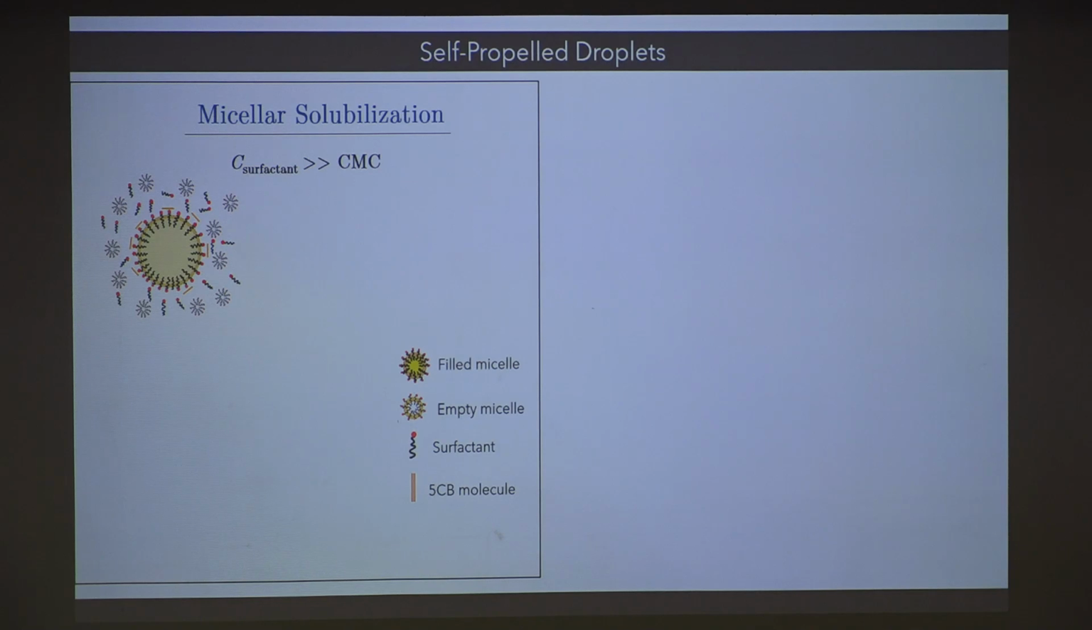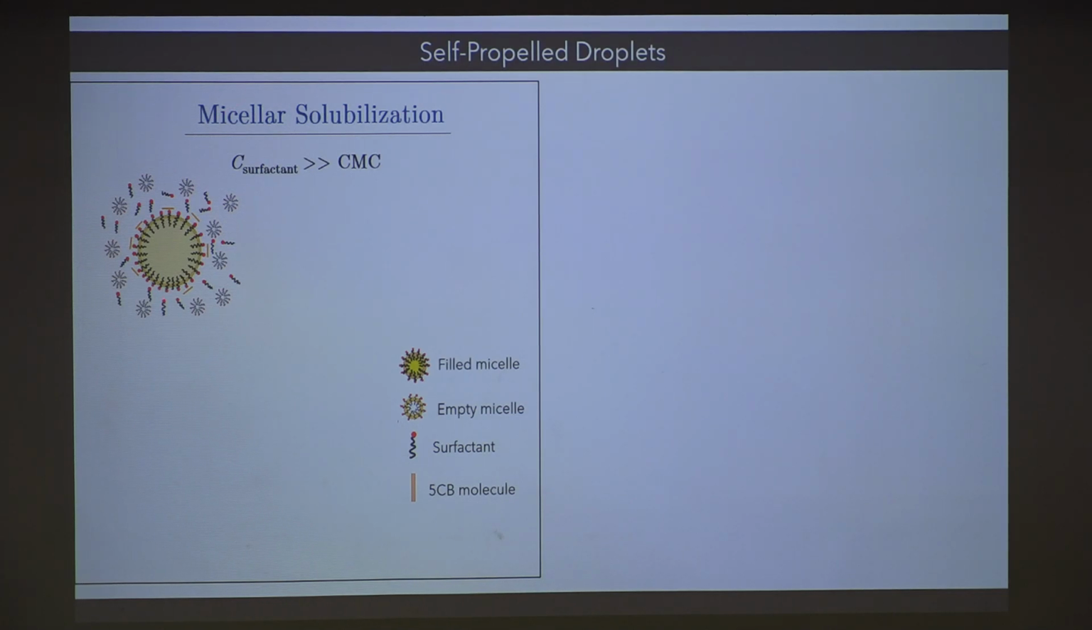Okay, so self-propelled droplets. These are typically droplets of one immiscible fluid in another immiscible fluid, and to keep them stable, we need to add surfactants to it. Right? But once we add surfactants just below the CMC, that is the critical micellar concentration, these droplets will not do anything. They will remain stable. If the size is very small, they will do Brownian motion. If the size is large, they will do nothing. But we make them active through a process known as micellar solubilization.